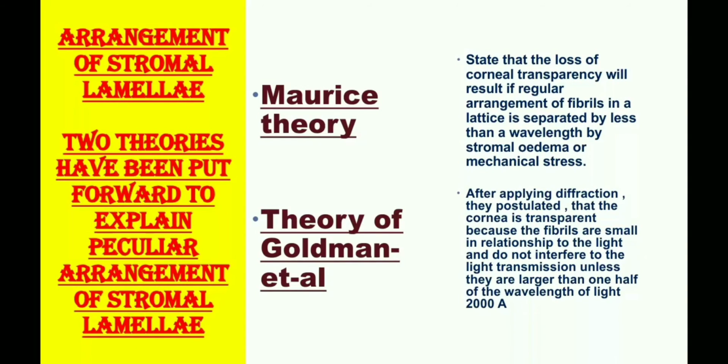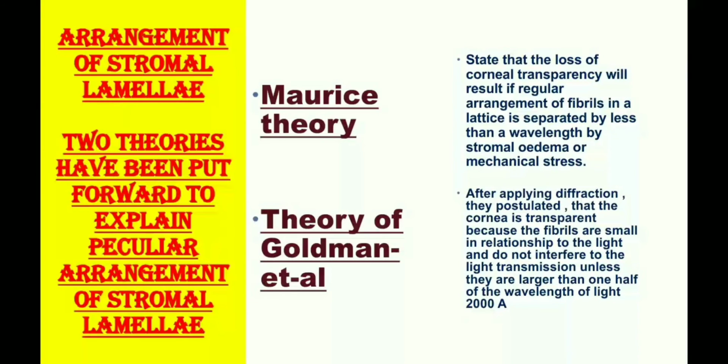Okay. Now, the theory of Goldman et al. After applying diffraction, as you all know what diffraction is, Goldman et al. postulated that the cornea is transparent because the fibrils are small in relationship to the light and do not interfere with the light transmission unless they are larger than 1/2 of the wavelength of light, 2000 Angstrom.